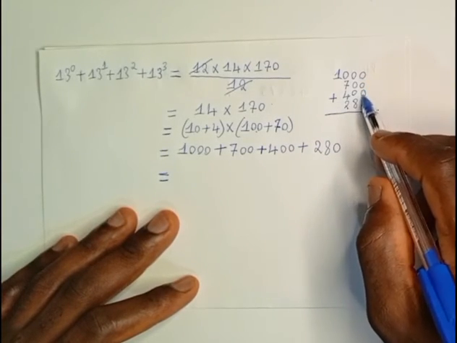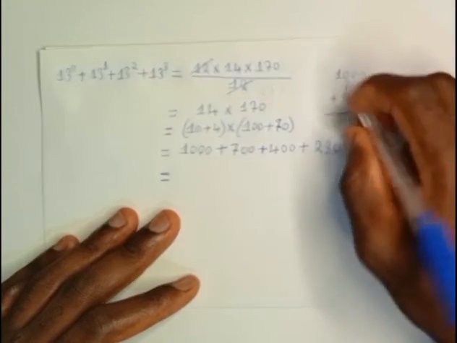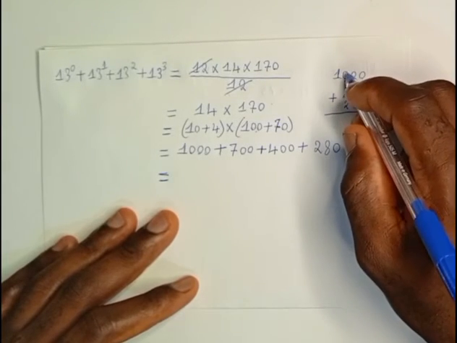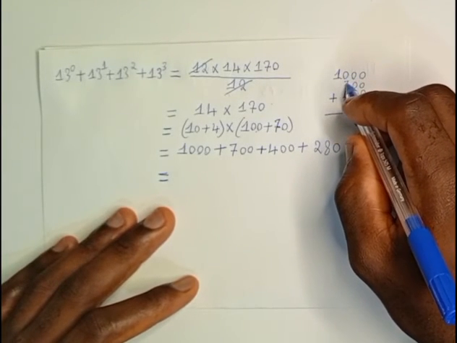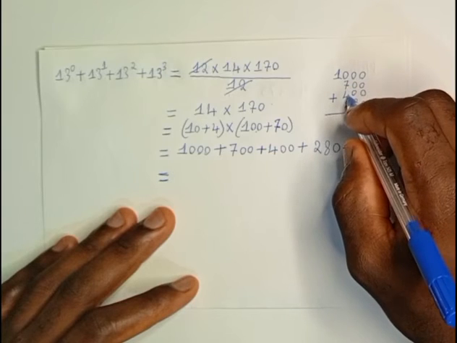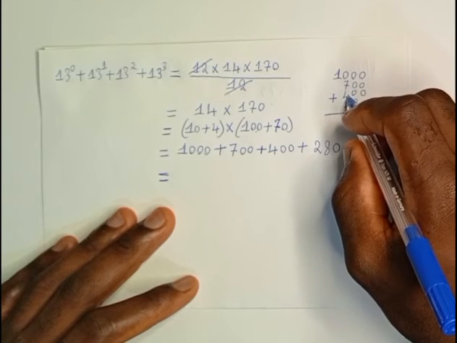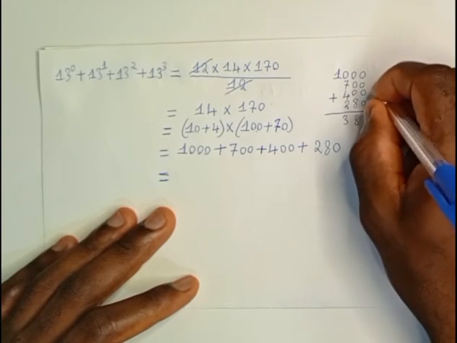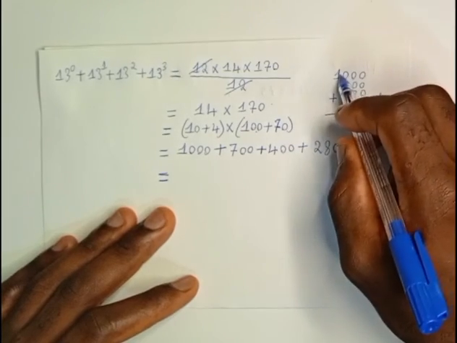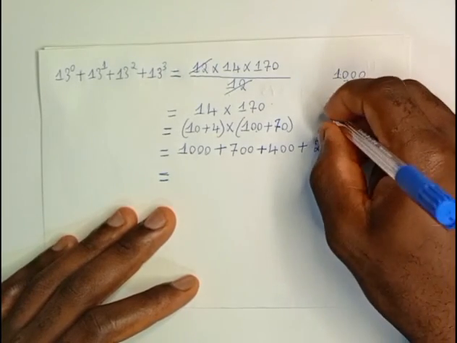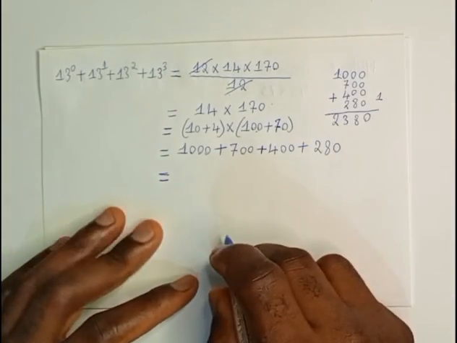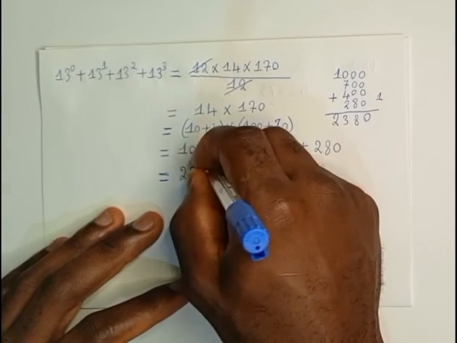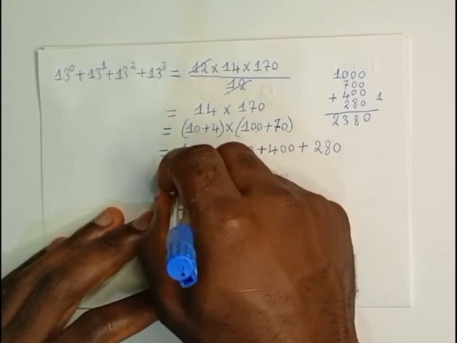We add 0 plus 0 plus 0 plus 0 gives 0. 0 plus 0 plus 0 plus 8 gives 8. 0 plus 7 remains 7. 7 plus 4 gives 11. 11 plus 2 gives 13. We write 3, we carry 1. 1 plus nothing remains 1, plus 1 we carry gives us 2. So this will simply be equal to 2380.